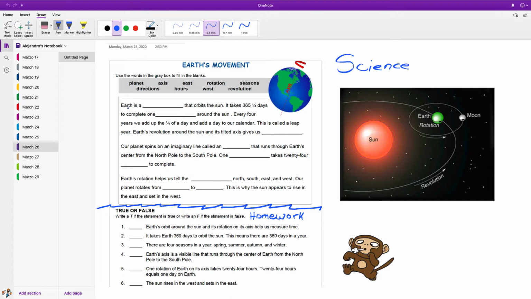It says, Earth is a blank that orbits the sun. Guys, Earth is not a star. Earth is a planet. So I'm going to put here planet. That was easy. The second sentence says, it takes 365 and 1/4 days to complete one blank around the sun. Around the sun. Let's see the visual that I have here. Guys, around the sun means it's talking about revolution. So here I'm going to put revolution.